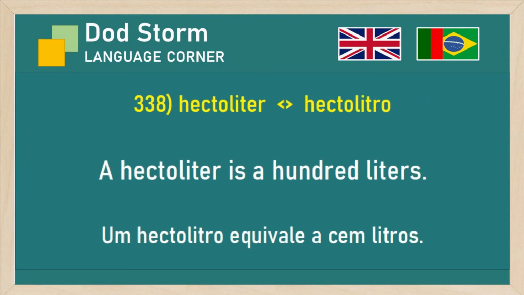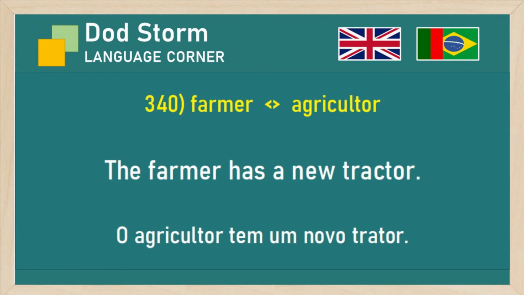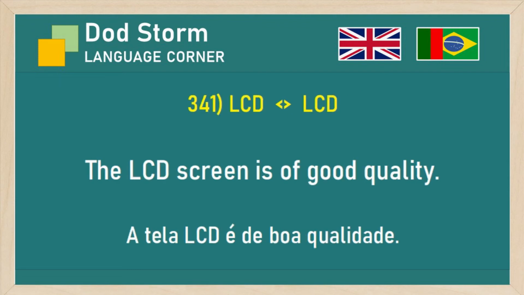A hectoliter is 100 liters. The manufacturer comes from abroad. The farmer has a new tractor. The LCD screen is of good quality.